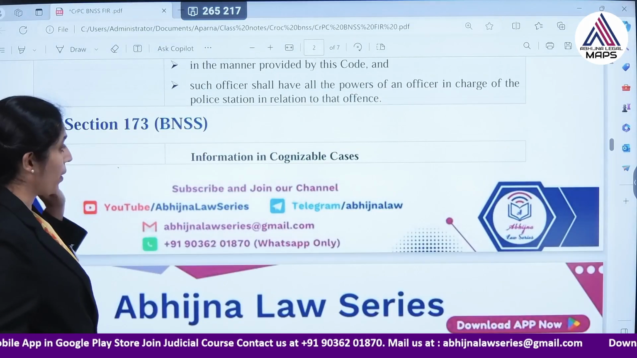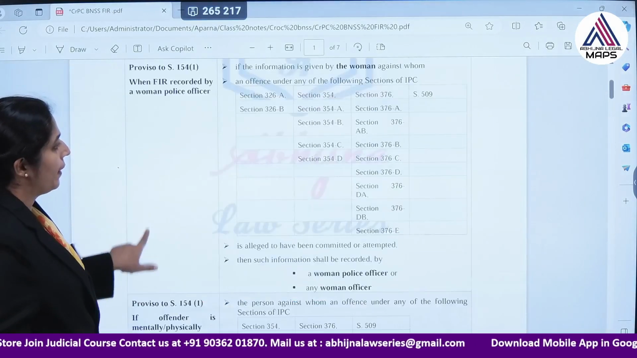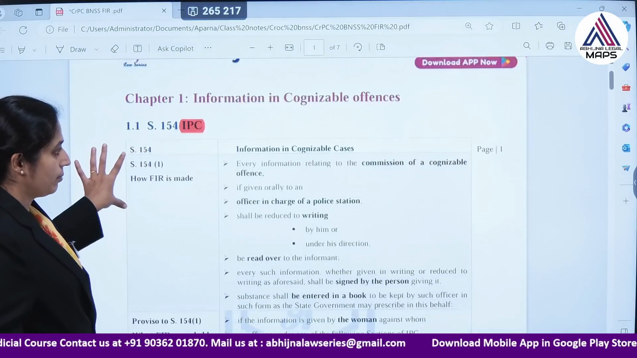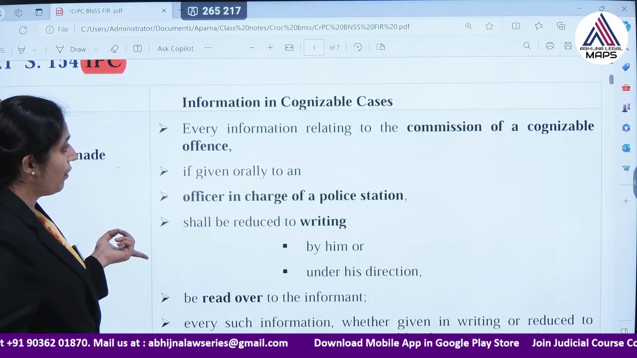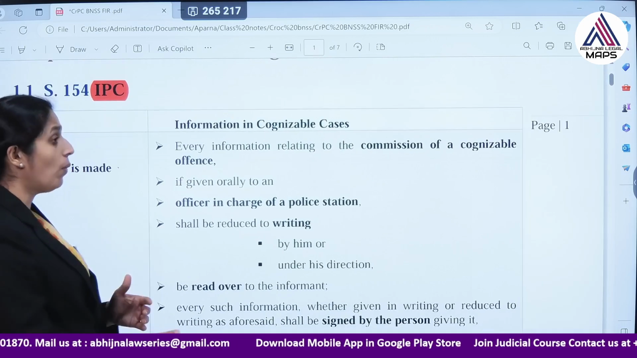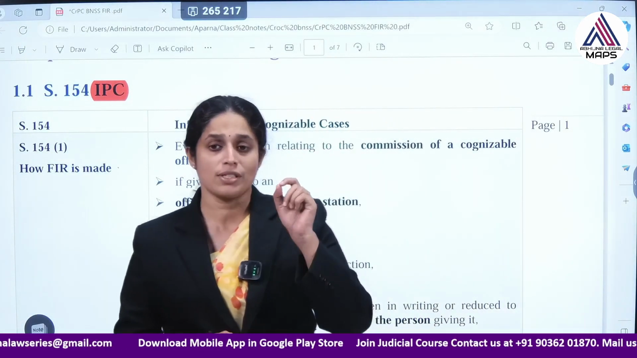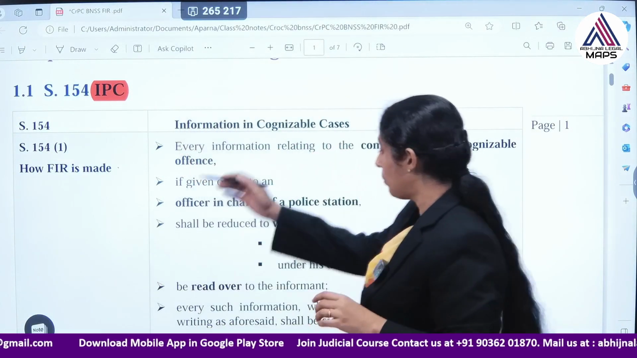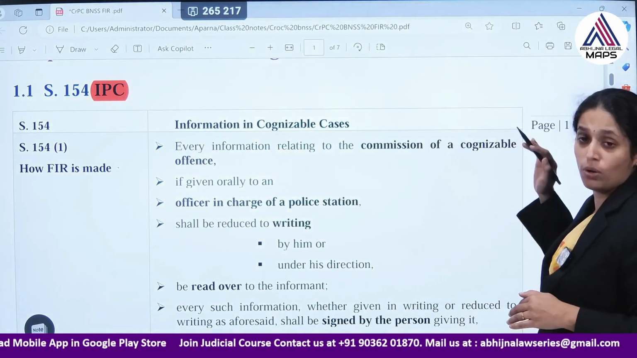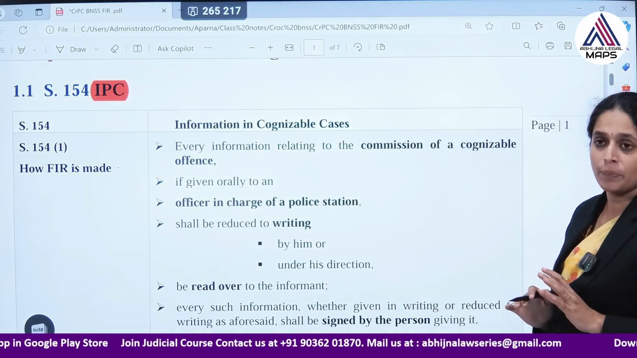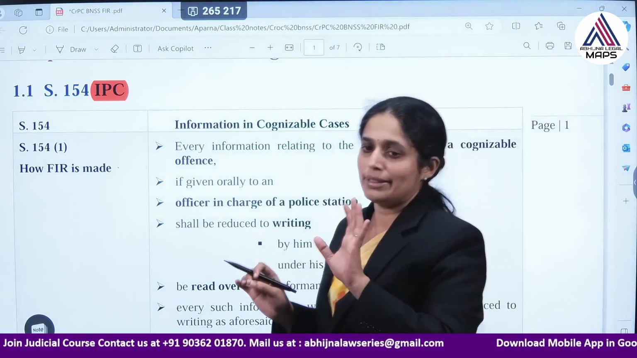If we see section 154, it is 154 of CrPC, not IPC. Section 154 was all about how information with respect to the commission of a cognizable offence is given. The method of giving information in case of a cognizable offence has been prescribed. The FIR can be given either orally or in writing.